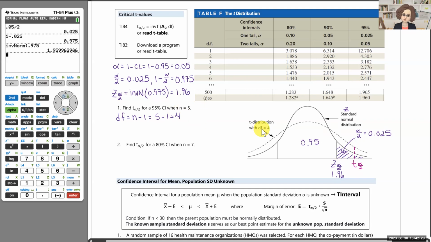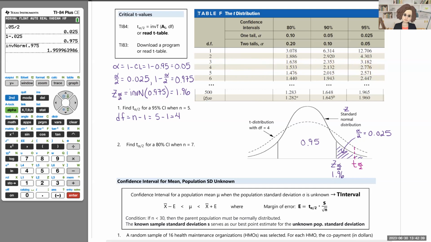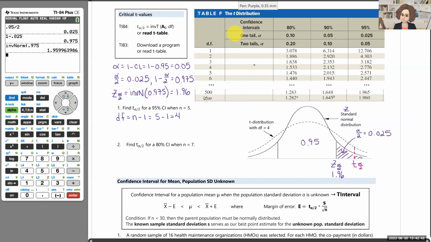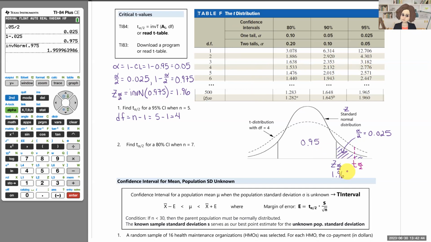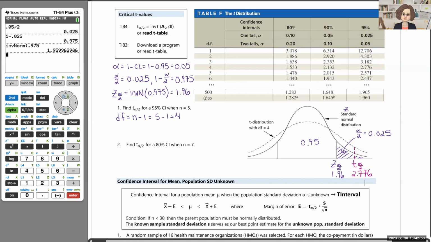All right, so let's do this first, just reading the table. So degrees of freedom, 4, and then we just come over and read our answer. So that's 2.776. And I'm going to just write that down here on our graph. And that is one way to find the t-value using the table.